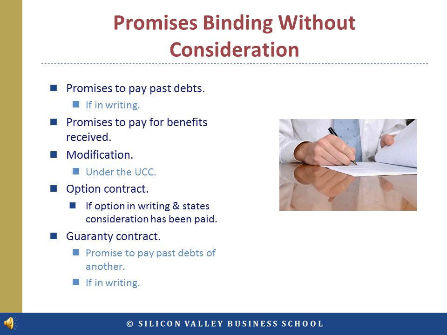Under the UCC, a modification of a contract for the sale of goods does not require consideration. A guarantee, a promise to pay an existing debt of another person, is usually enforceable if it's in a writing that's signed by the guarantor and states that consideration has been paid for the guarantee.